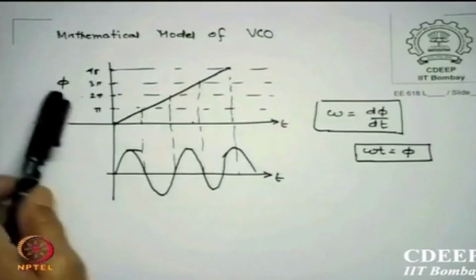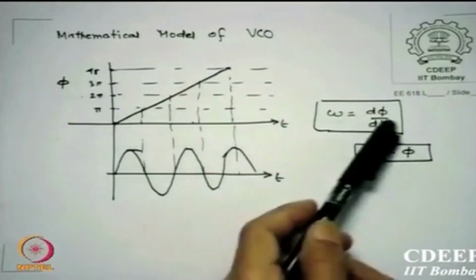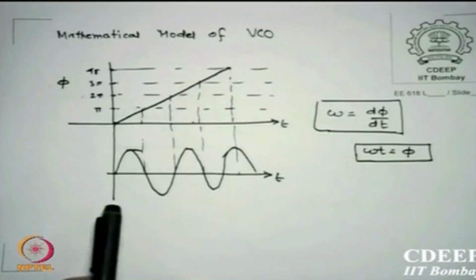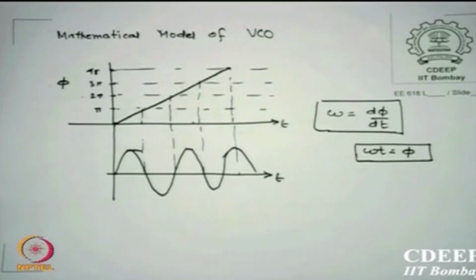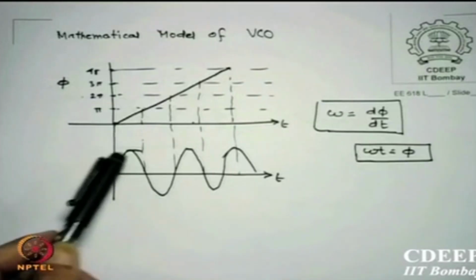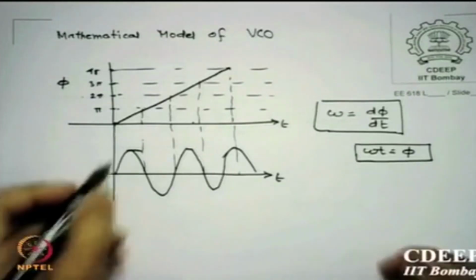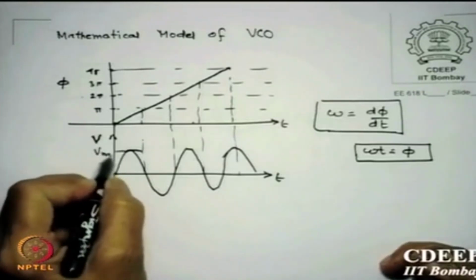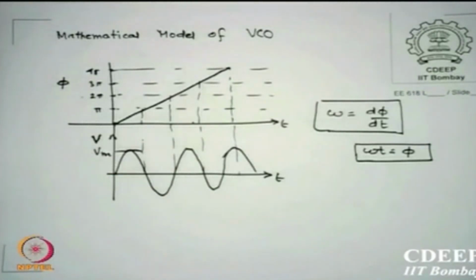So if I plot phi versus t, and this kind of relation exists, it will be a straight line. That means the frequency is constant, and corresponding to this you may have a sinusoid which has a peak voltage of Vm here. This is Vm sin omega t or cos omega t, depending on whether it starts at 0 or starts at halfway.